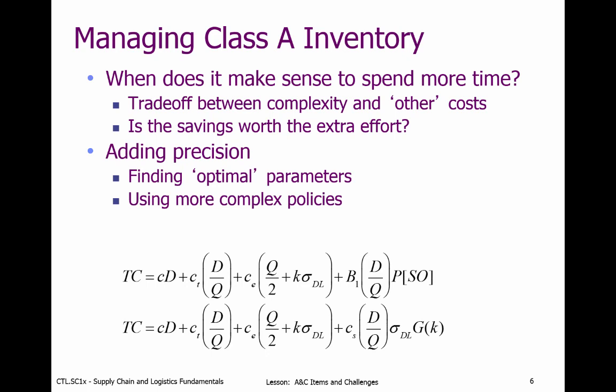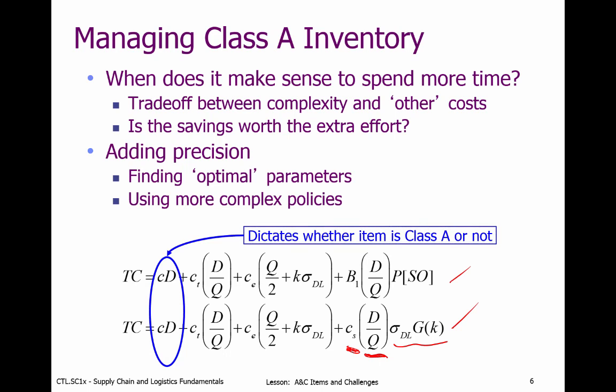If I look at the total cost equations, the top one is for the cost of a stock out event, where B1 is the penalty cost of stocking out. D over Q is the number of cycles I'll have over the course of a year, and then the probability of a stock out. The second one on the bottom is the cost of stocking out individual items. So CS is the cost of stocking out an individual item. The D over Q is the number of replenishment cycles I have over the course of a year. And remember, the sigma DL times GK, that unit normal loss function, is the expected number of units short each replenishment period. So for either of these types of policies, what's going to drive whether it's an A or not?